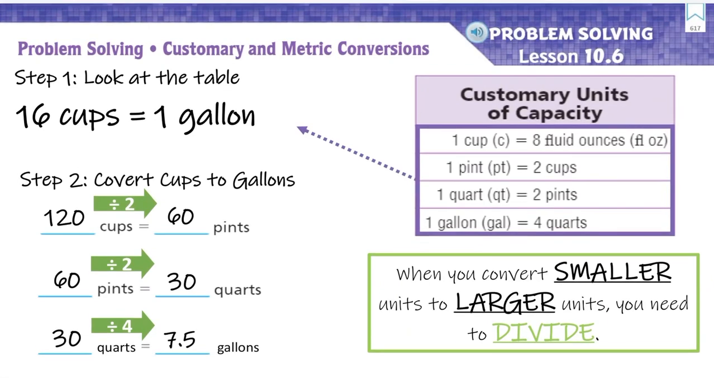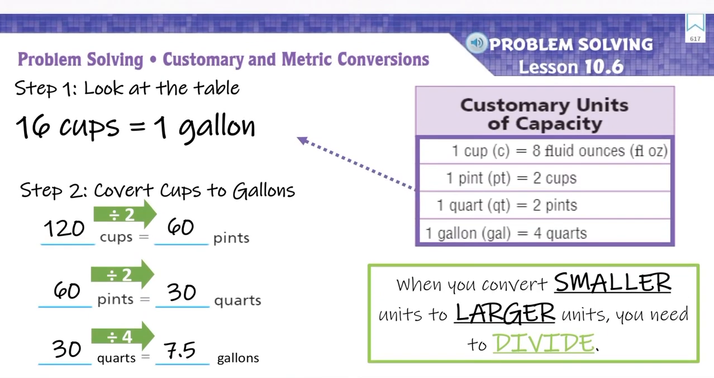Now, all I really did, guys, is I multiplied from here to here. 2 times 2 times 4 to figure out how many cups I needed. So 16 cups equals 1 gallon.